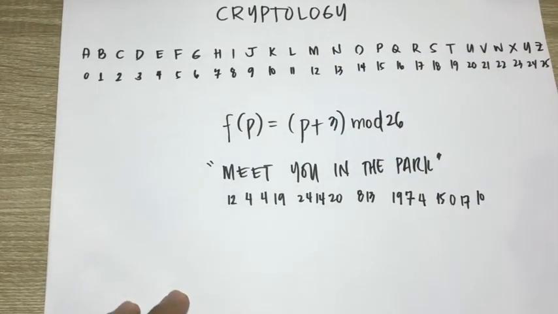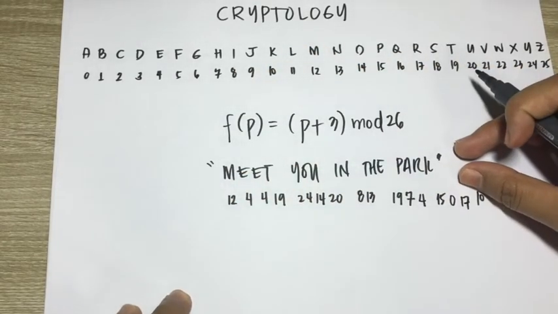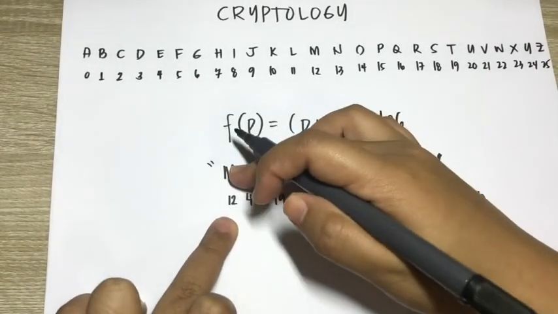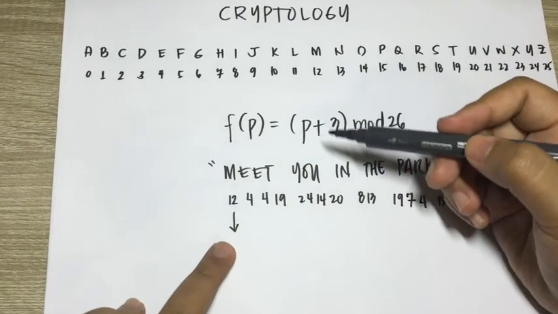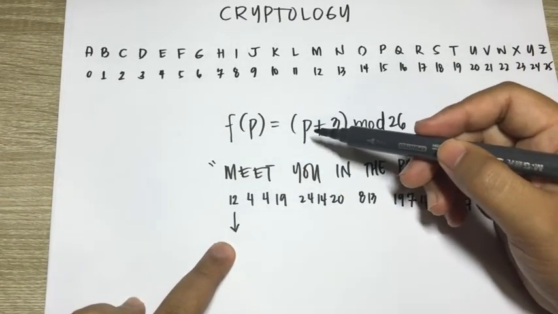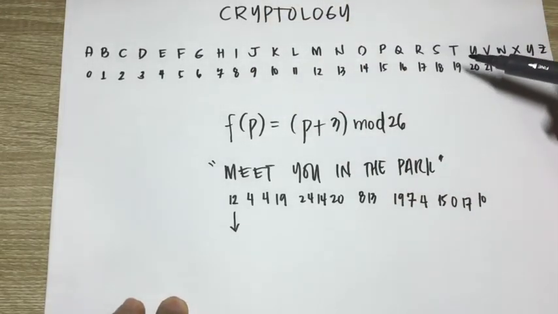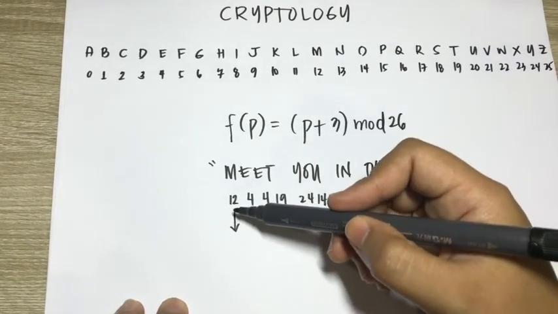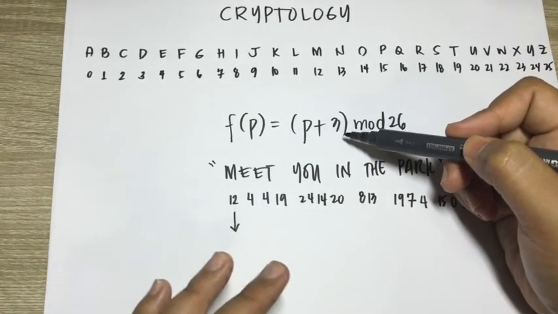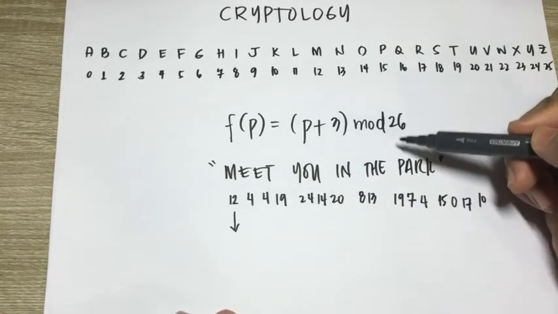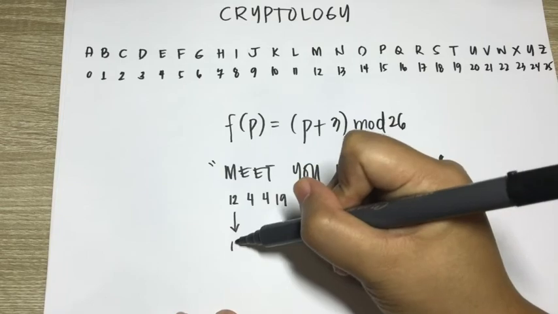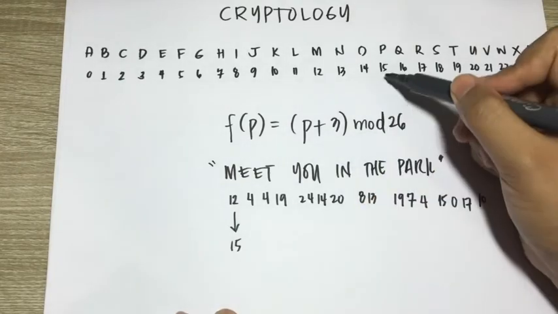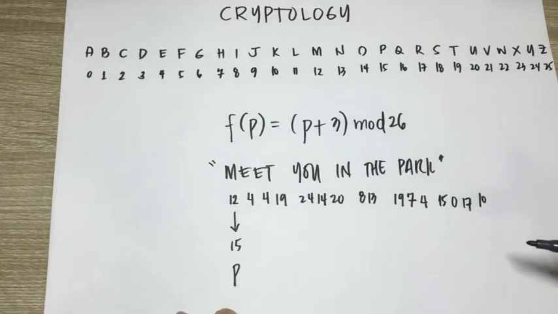So the next step, if we want to encrypt "meet you in the park" using the Caesar cipher, is to use this given function. So for letter M, this 12 represents p, or the integer value of a given letter in this case. So what we're going to do is add 12 with 3. So we're going to shift the letters forward by 3 units. So we have 15 modulo 26. So from 12, we're going to have 15. So this letter M will now be represented by P.